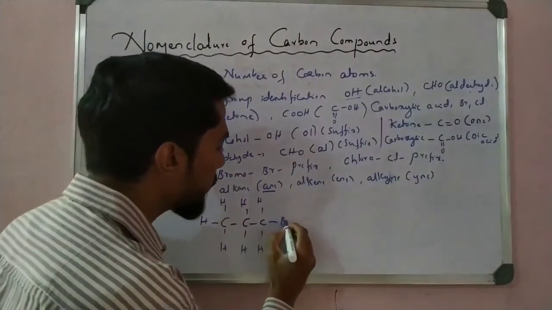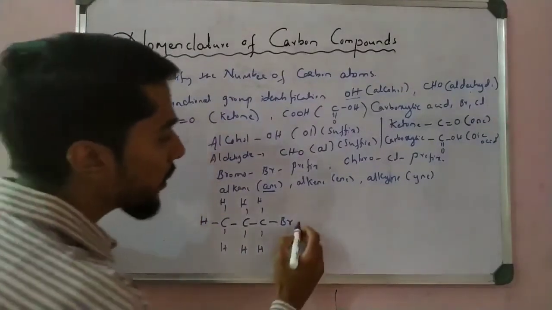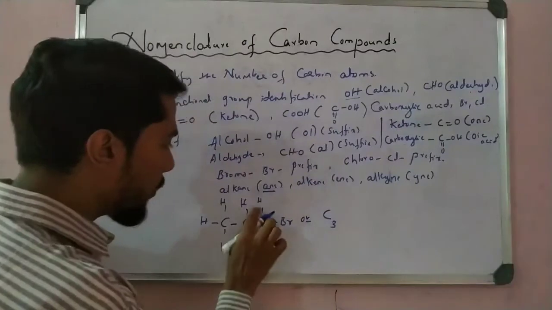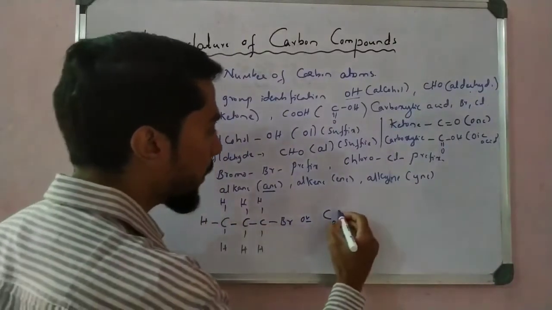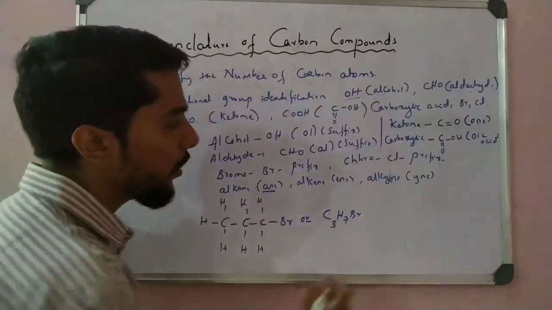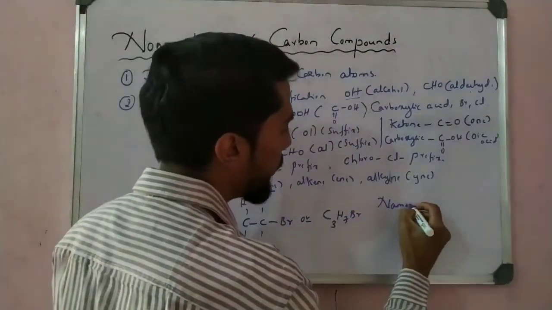Here, take Br. Also this compound is written in the form of C3: carbon 1, 2, 3, with 7 hydrogens and 1 functional group Br, like that they have given. Now name the compound. What is the name?